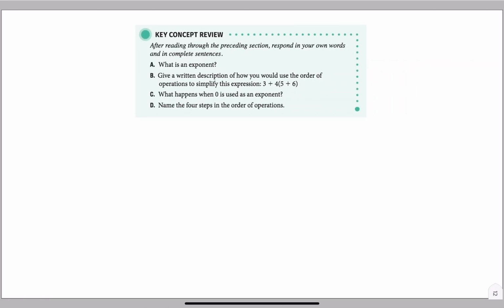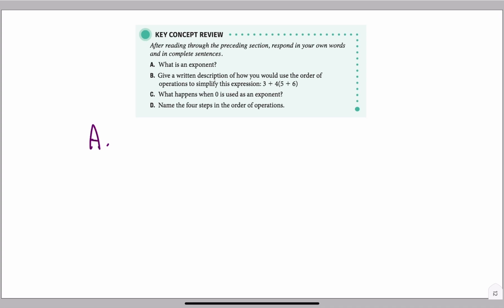So let's review some of the key concepts here in this section. Practicing the order of operations is very important, and it's something that you will keep practicing throughout your math career, and it'll keep coming up. And so let's go over these key concepts. Take a second, answer these yourself, and then we'll come back to the video. All right, let's look at A.